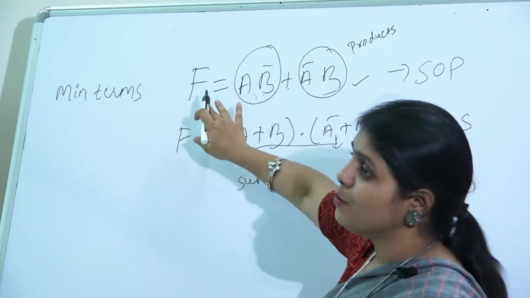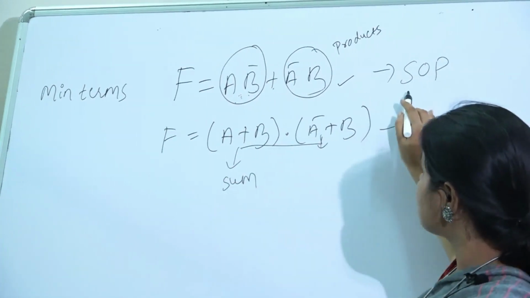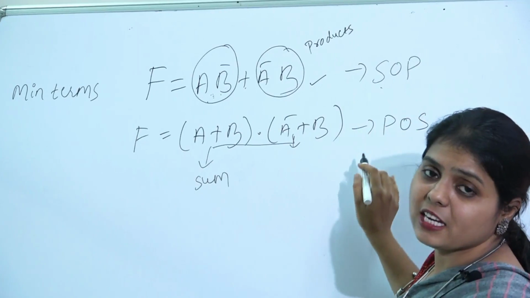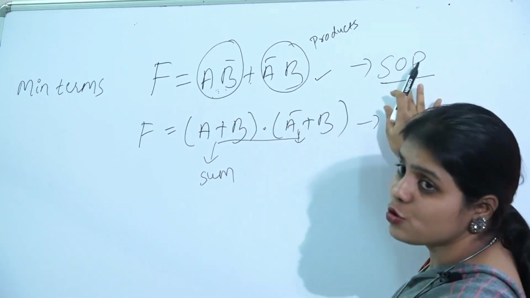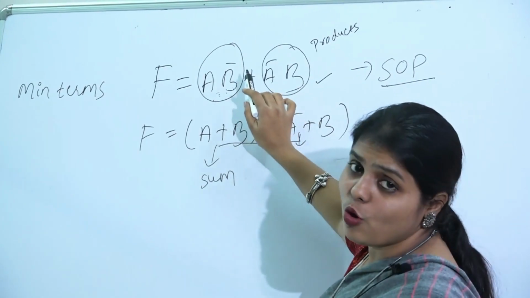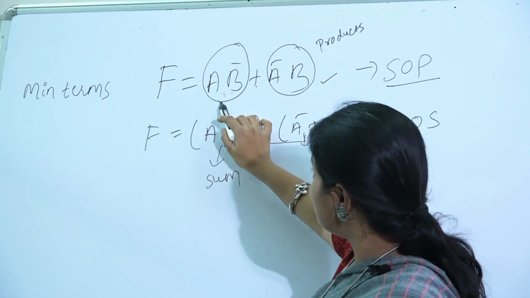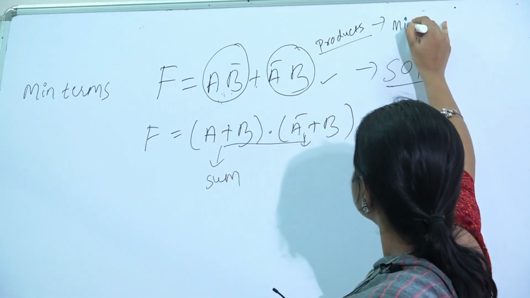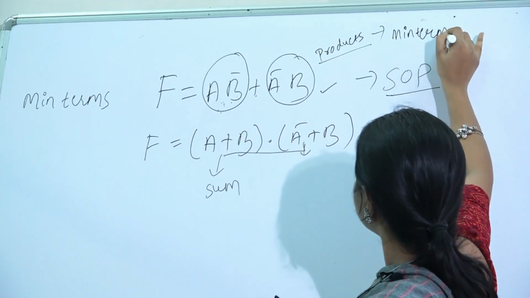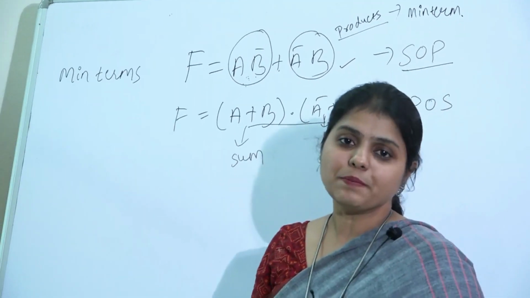When you take any Boolean function, we have two different representations of a Boolean function. One is called sum of products and the second one is called product of sums. When we take sum of products into consideration, it is all about ORing. It is all about adding all the product terms, and each individual product term that I am taking is referred to as a min term. The product terms in Boolean algebra are called min terms.